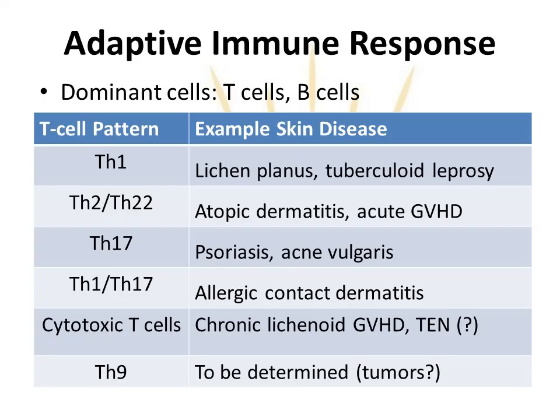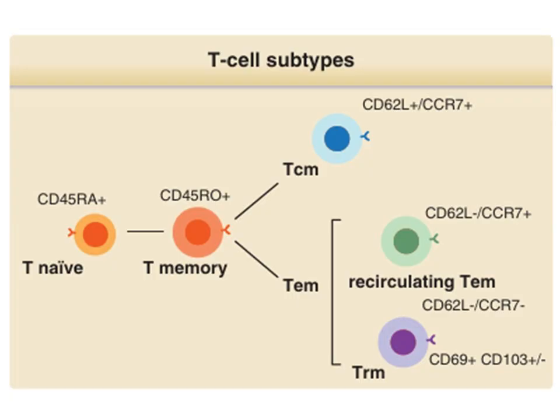Th17 responses play a major role in psoriasis and acne vulgaris. Allergic contact dermatitis involves both Th1 and Th17 responses. Cytotoxic T cells are thought to contribute to chronic lichenoid graft-versus-host disease and toxic epidermal necrolysis. Th9 cells have also been identified and are increasingly recognized for their potential role in anti-tumor immunity.